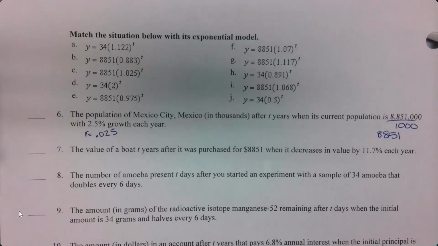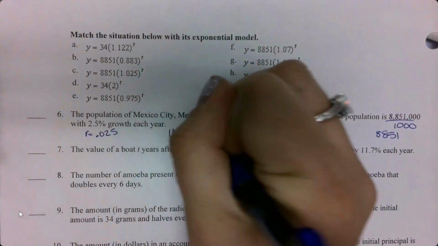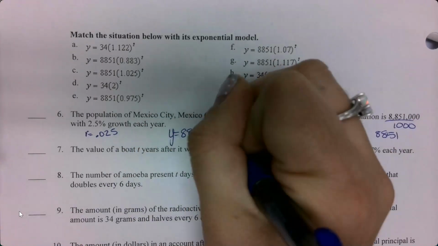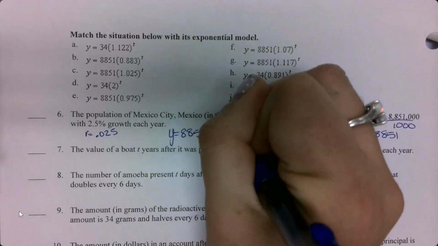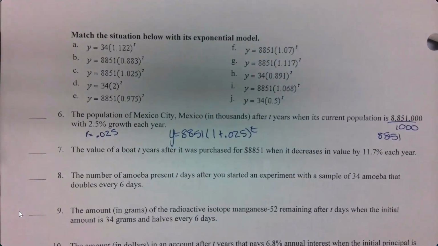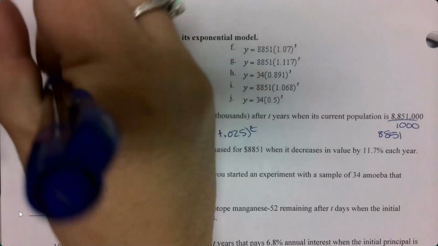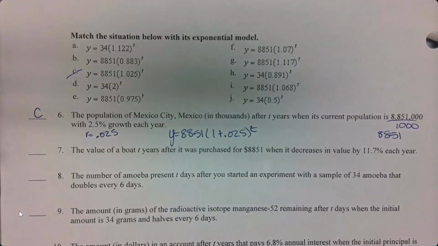So, I'm just going to go ahead and write this out. It's going to be y equals 8,851 times 1 plus 0.025 to the t. There's no compounding, so I shouldn't be dividing by anything. So adding that together should get me 1.025. That is C.